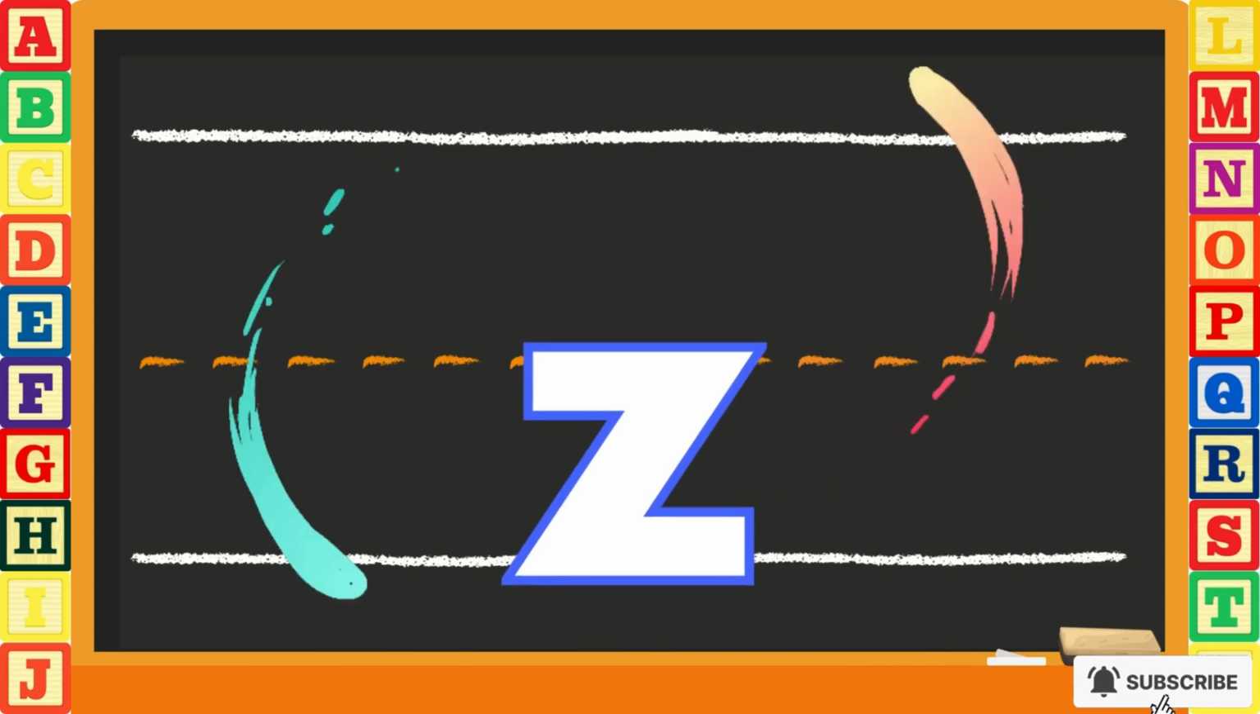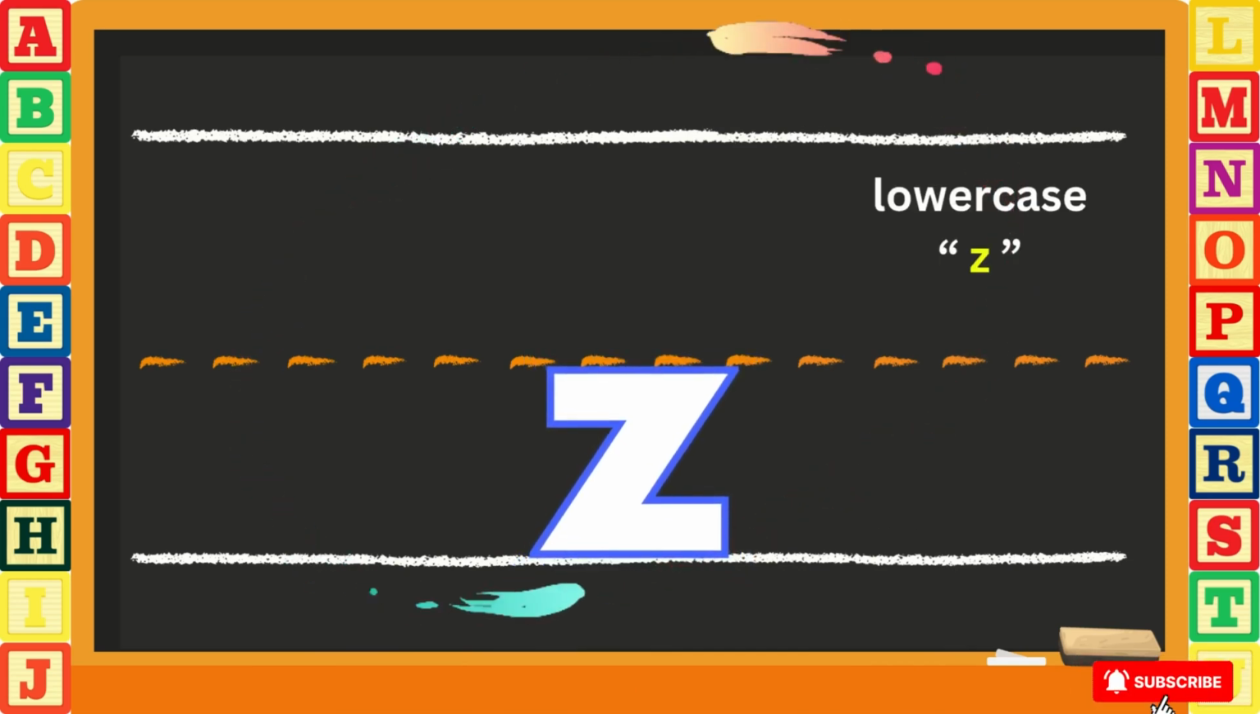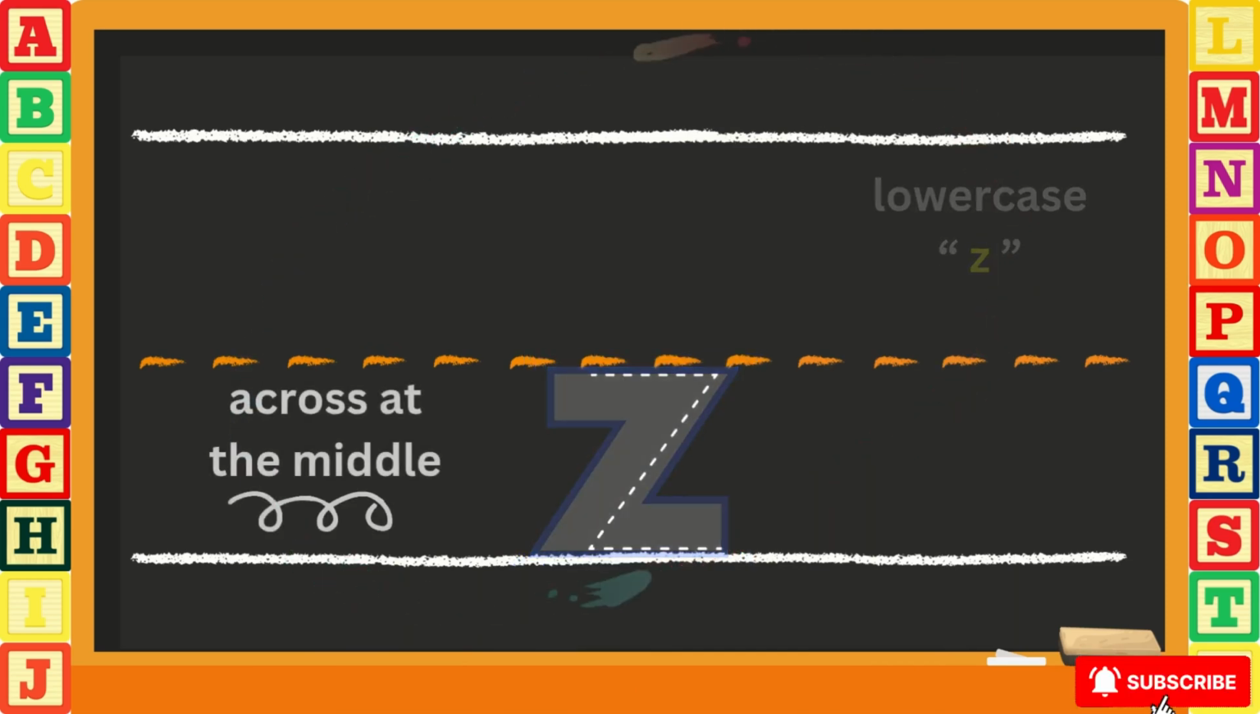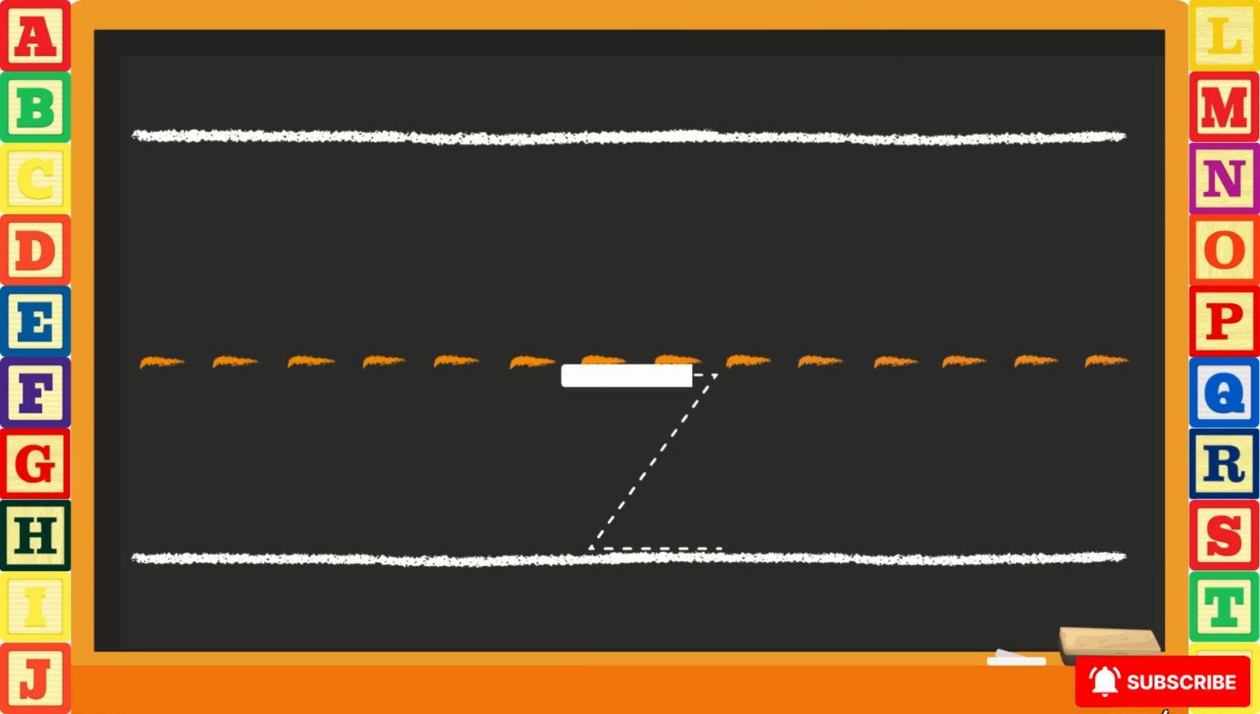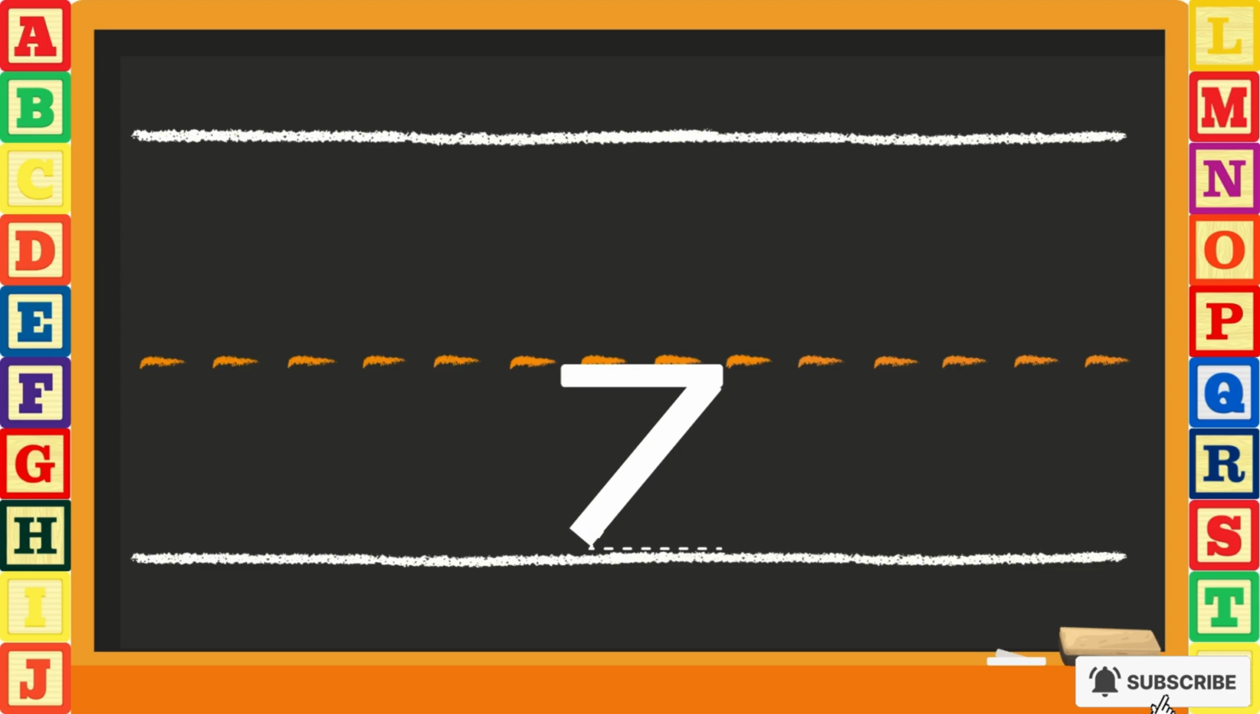Now let's write the small letter Z. We call this lowercase z. Across at the middle. Slant down in. Across at the bottom.